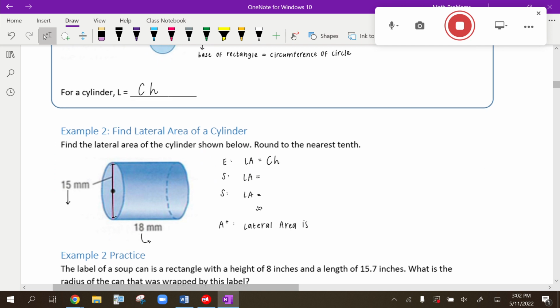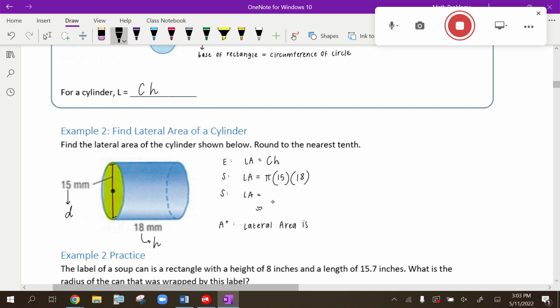Let's do an example together. Looking at this figure, I see that 15 millimeters represents the diameter of this base, which is a circle, and 18 millimeters would represent the height of the cylinder. So when I go to find the lateral area, I'll do circumference times height, since it's a cylinder. The circumference I know I can find by taking pi times the diameter. I know the diameter is 15, so I'll plug in 15. Next, I have to multiply by the height, which I identified as 18.